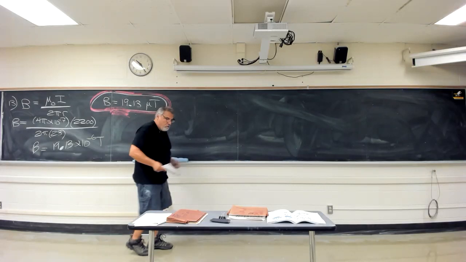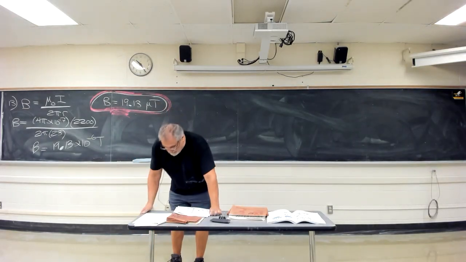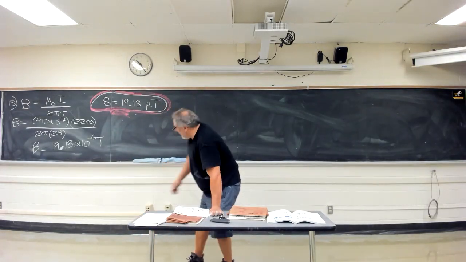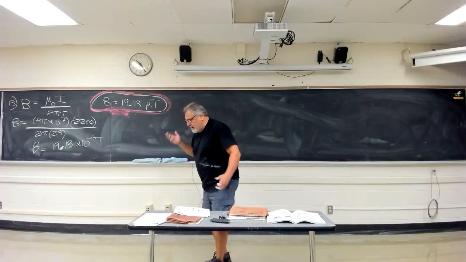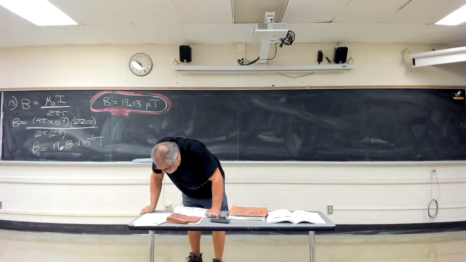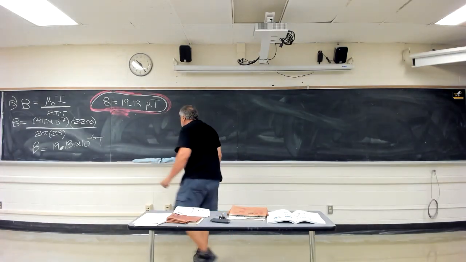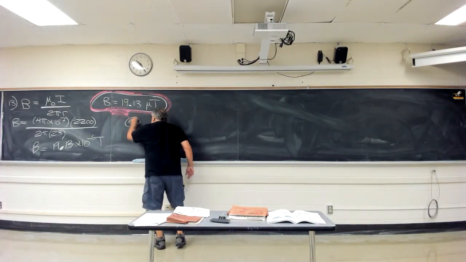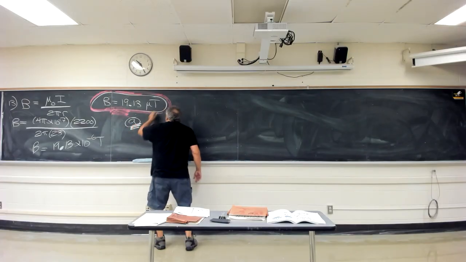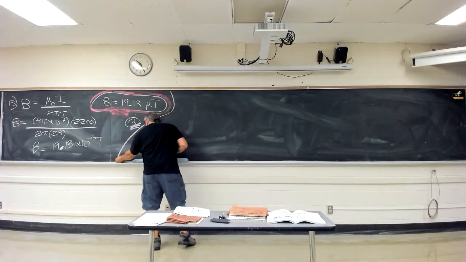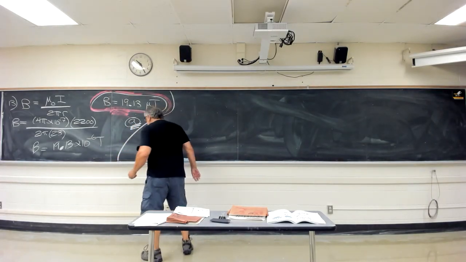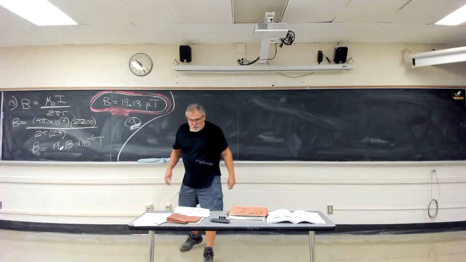Where's that coming from? Well, you know, what are they calling that? Well, we said 19.13 is about 19.1 microtesla, that's A. All right. Let's go to the next one.